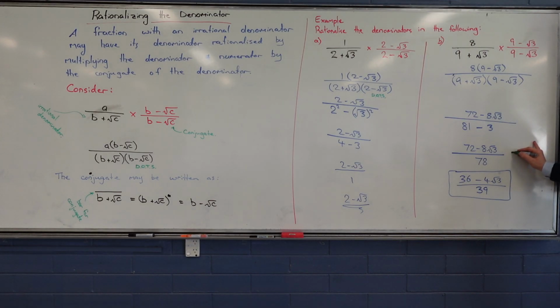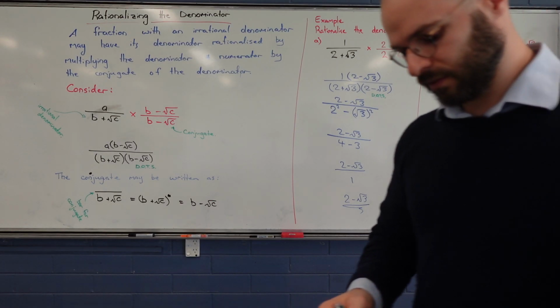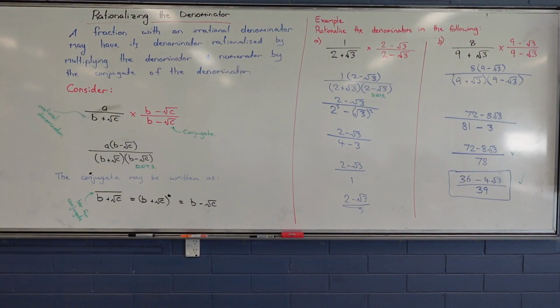If you got up to this step here, that's fine, because you've satisfied the requirements of the question, rationalize the denominator. If you got up to here, it would be the same marks because it's still rationalized. Does this seem reasonable, guys? Is there anything that we're not sure about or something that just doesn't make sense?